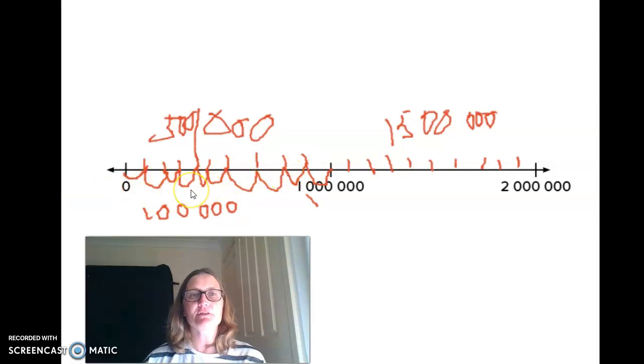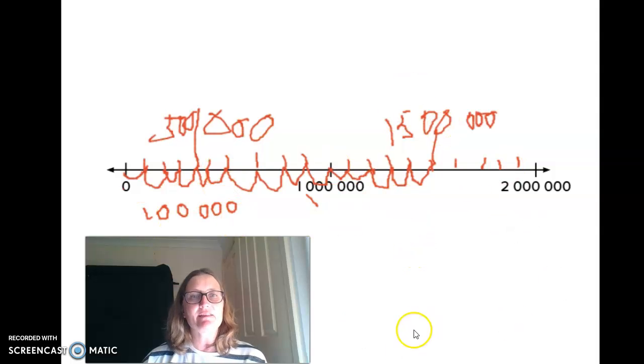Now, that's a bit confusing, but when we look at it on a number line, it makes a whole lot of sense, doesn't it? So now I'm going 1,100,000, 1,200,000, 1,300,000, 1,400,000, 1,500,000, and so on.